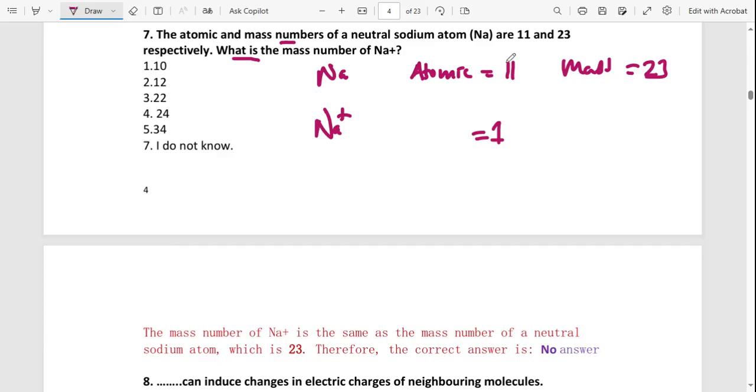How do you find neutrons? For neutrons, you get the atomic number removed from the mass number. So that is 12. It is still the same, meaning that mass number also hasn't changed. It is only the number of electrons that have changed. So the question is saying, what is the mass number? The mass number is supposed to be 23. So if you look at these options, there's no 23 there. So that is just a mistake. Okay.